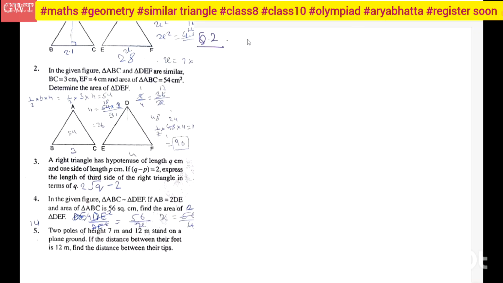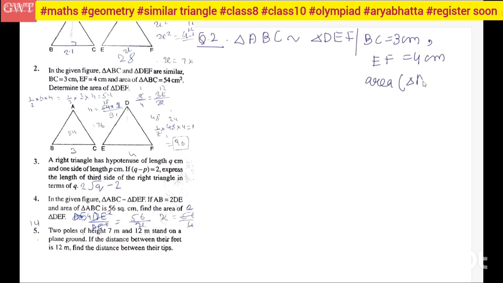Question number 2. Given is that triangle ABC is similar to triangle DEF. They are also saying one more thing, that BC is equal to 3 centimeter, EF is equal to 4 centimeter, and the area of triangle ABC is given as 54 centimeter square. Now they are asking what will be the area of DEF.